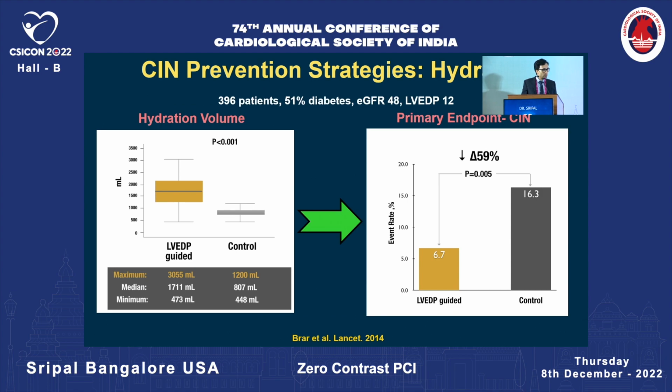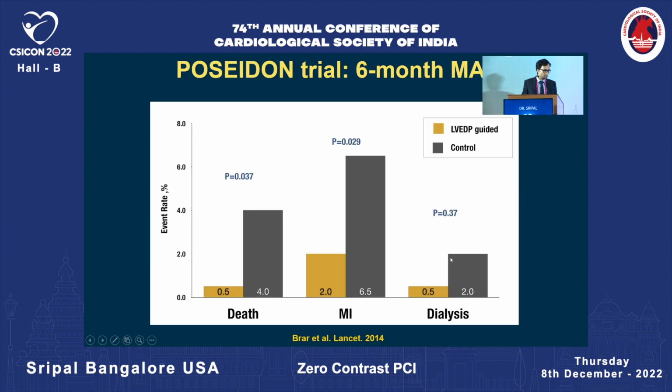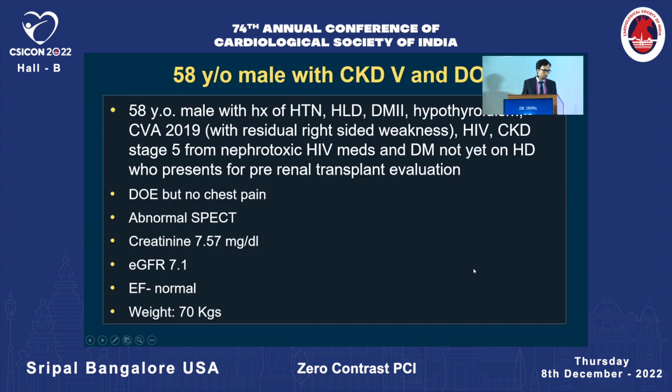But going back to the Poseidon trial, close to 400 patients were randomized to LVEDP guided hydration versus control. Clearly with an LVEDP guided approach, you give greater volume. If you look at the median volume, it was twice that of the control strategy. If you look at the primary endpoint, there was a significant 59% reduction in AKI with an LVEDP guided approach compared to control. If you look at the 6 month major adverse events, there was a significant reduction in deaths, a significant reduction in MI, and also a numerically lower rate of dialysis with an LVEDP guided approach when compared to control.